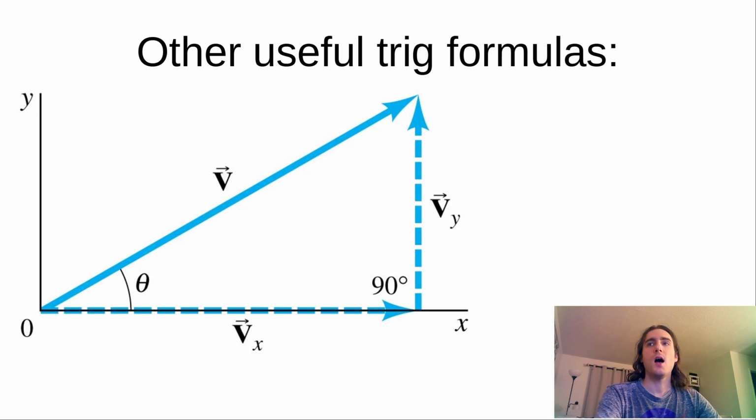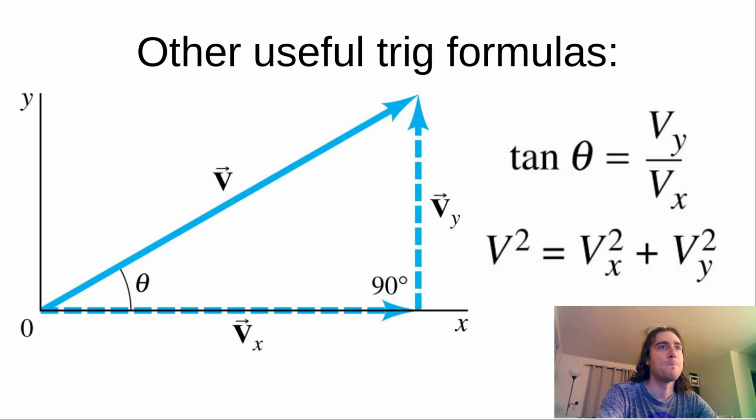So here's a couple other useful formulas from trigonometry. Again, we have a similar situation here with a vector being broken down into its x and y components. And using the definition of the tangent of an angle, opposite over adjacent, we can see that the tangent of theta here is given by the ratio of the y component to the x component. In other words, Vy divided by Vx.